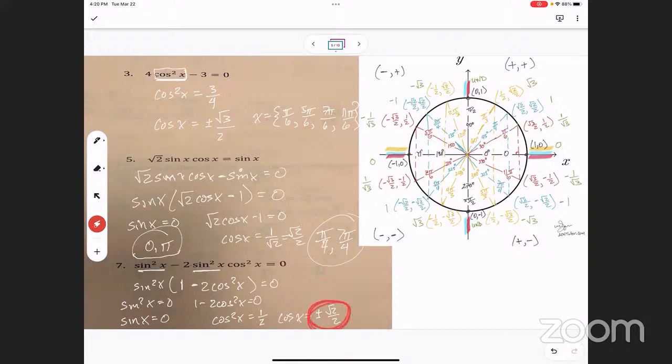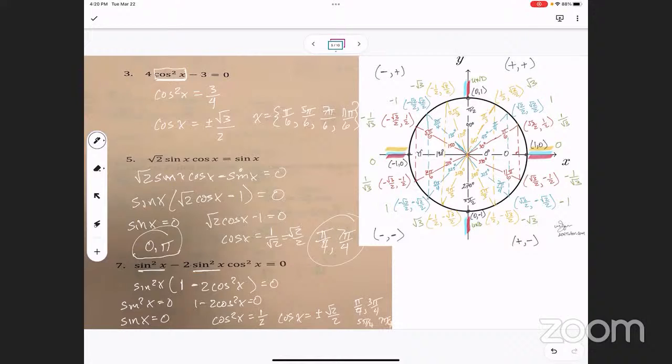So you're gonna need 0, and it's basically all the blues. It's all the blues: pi over 4, 3 pi over 4, 5 pi over 4, and 7 pi over 4. Yep, pi over 4, 3 pi over 4, 5 pi over 4, 7 pi over 4.